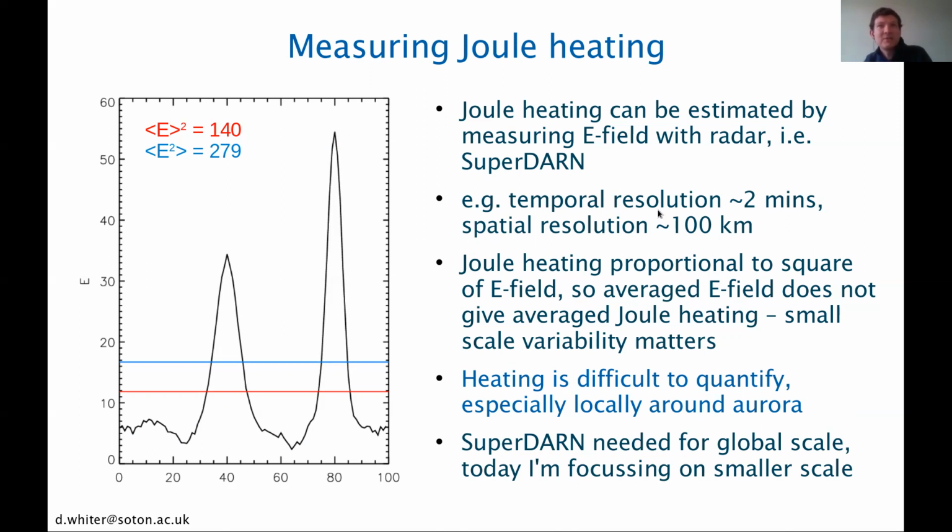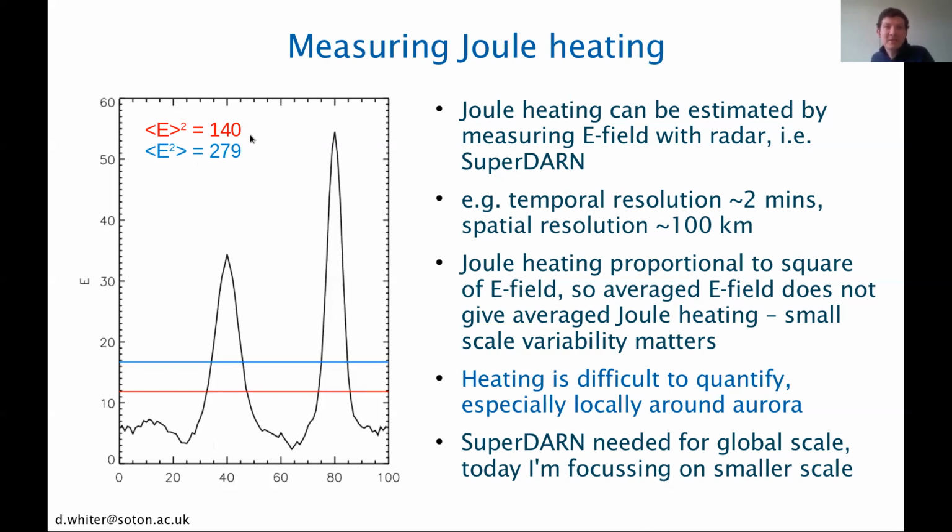And the reason for that is that the Joule heating is proportional to the square of the electric field. And I just made a quick cartoon here to show that the mean of the square electric field is not the same as the square of the mean. If you've got some averaging associated with a coarse temporal or spatial resolution, that's effectively like taking an average. And if you then square it, you don't get the same answer as if you take the mean of the square. So here I just created 100 random numbers, added on a couple of Gaussians, then squared them and calculated the mean, and I got 279, and calculated the mean and then squared that, and I got 140. So you see it's a factor of 2 difference.